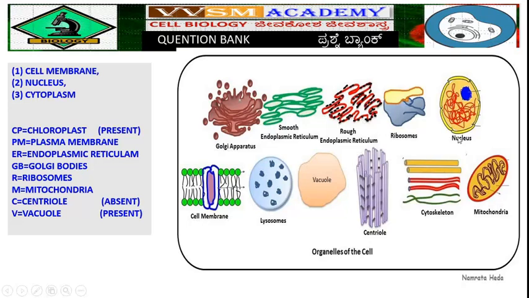Ribosomes, nucleus, cell membrane, lysosomes, vacuole, centriole, cytoskeleton, and mitochondria. My dear friends, I told you already, in several classes, I'm repeating the same thing again for you. Mitochondria is a very important organelle in the cell. Both in the animal and plant cell you can come across the mitochondria.